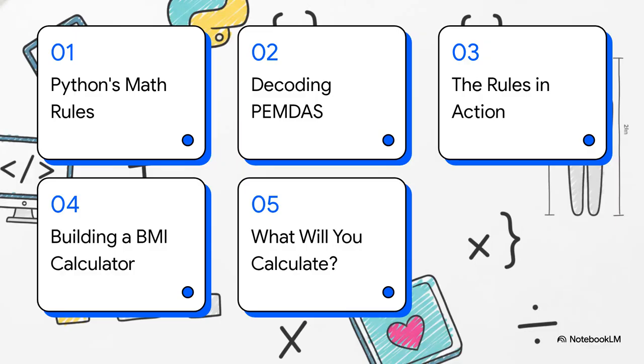So here's what we're going to do. We'll start with Python's secret math rule, then we'll decode this simple little acronym that explains everything. After that, we'll see it in action. Then, and this is the fun part, we'll build a practical BMI calculator to show just how useful this is. And finally, we'll talk about what you can build next.